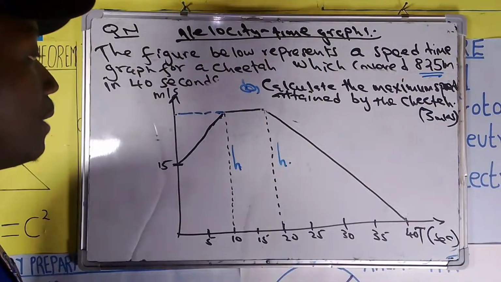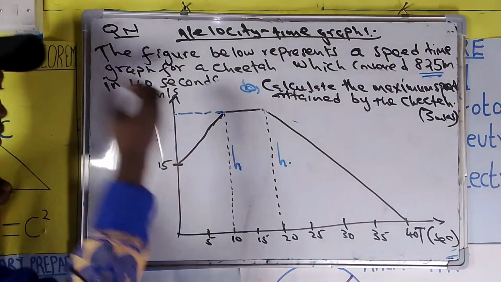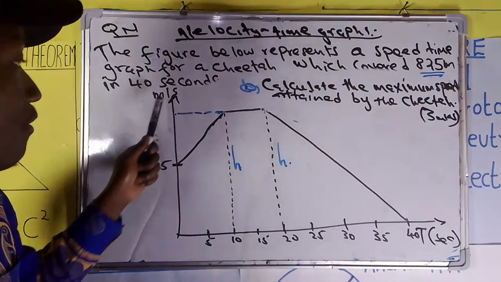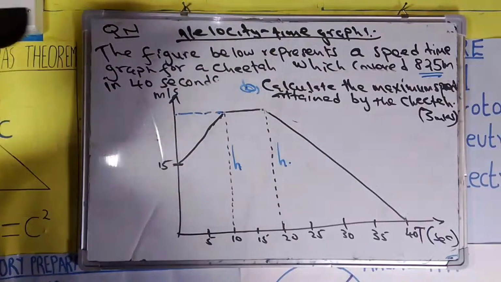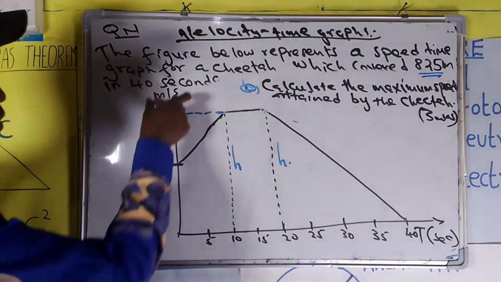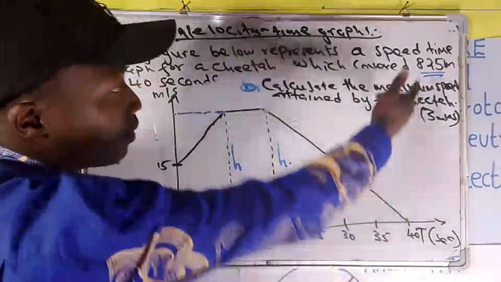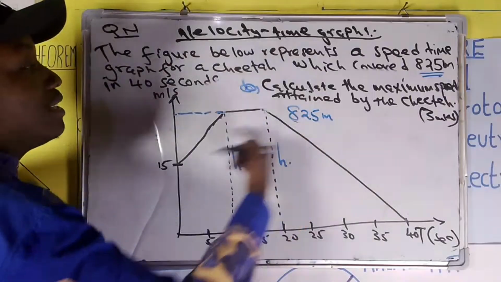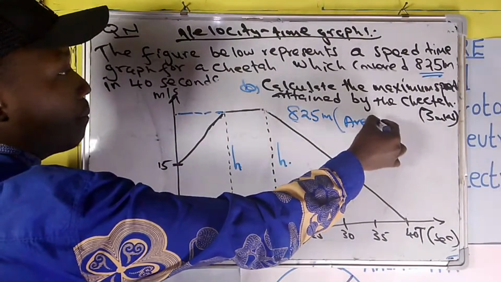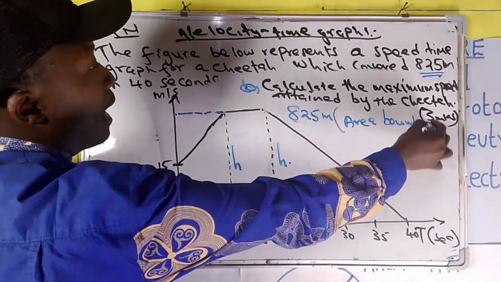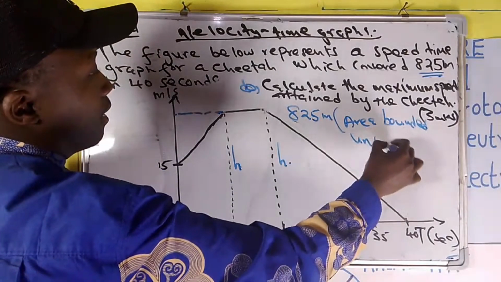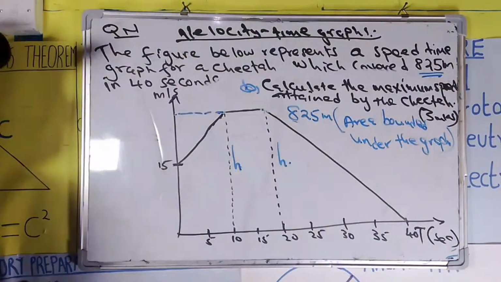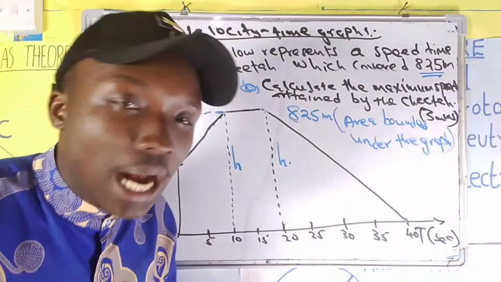So for us to determine this, we need to know how we find the distance using a velocity time graph. Remember, velocity or speed times time is what gives us distance. So to get this 825 meters, it is the area bounded under the graph. So the distance is equal to the area bounded under the graph.